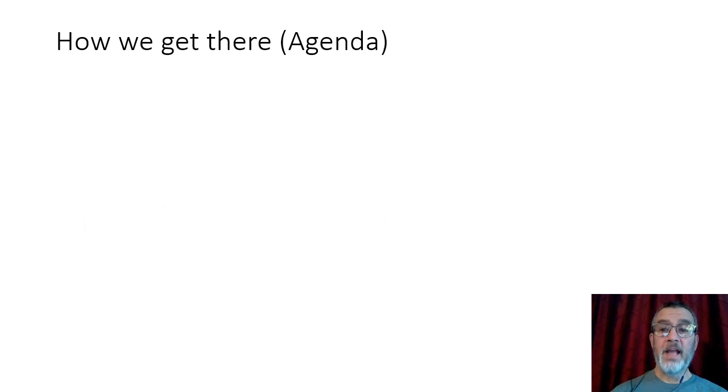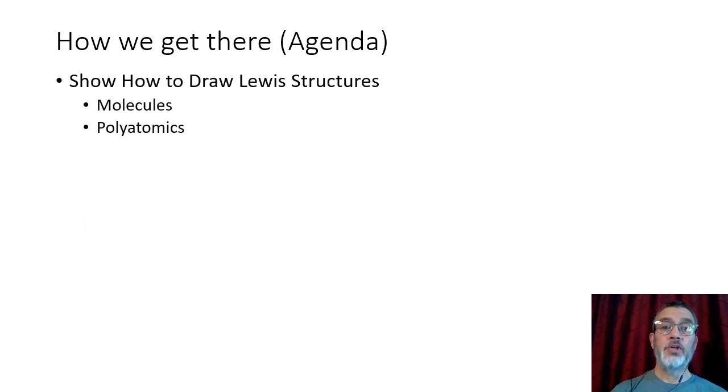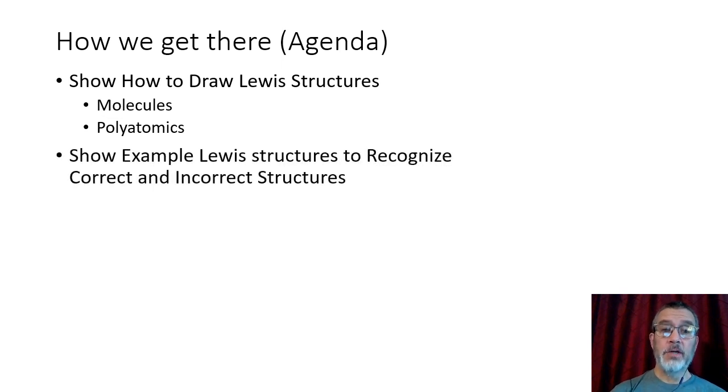The way we're going to get there is first we're going to show you how to draw Lewis structures. We're going to give you the rules for Lewis structures to draw them for molecules as well as for polyatomic ions. And then we're going to show some examples of Lewis structures that will allow you to recognize whether they are correct or incorrectly drawn.